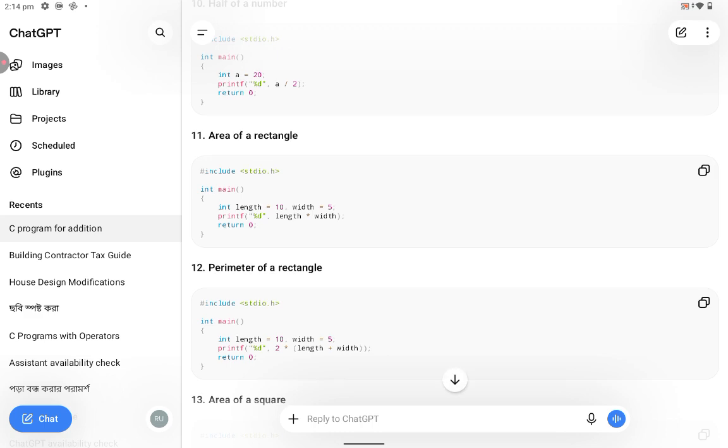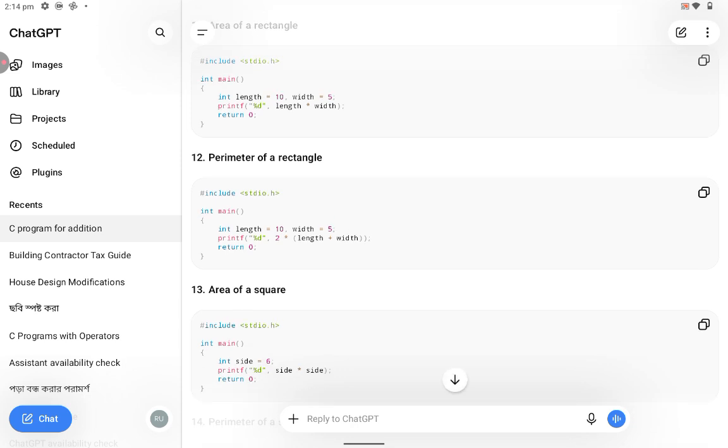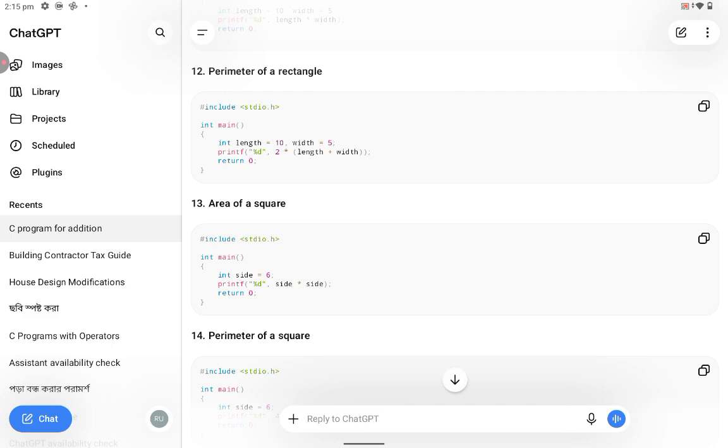So area of rectangle, what is the formula of area? Length and width. Area is length into width. So length into width you can find, you can see, very important and very easy program. Perimeter of a rectangle is like 2 into length plus width. This is a formula. We all know how to find out the perimeter of a rectangle and the area of a rectangle.